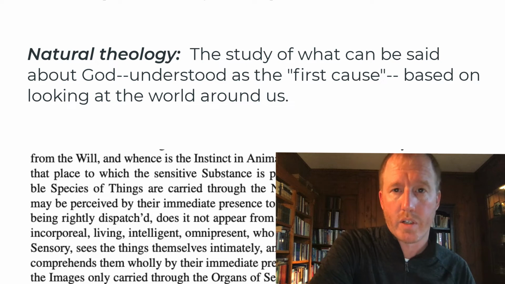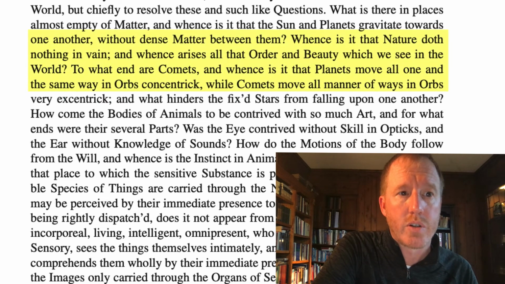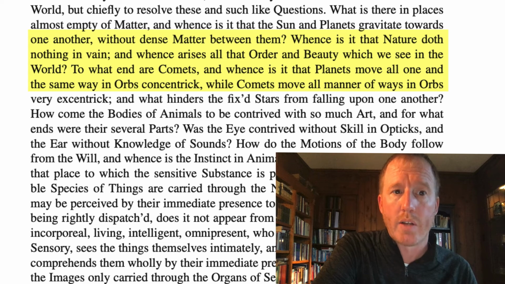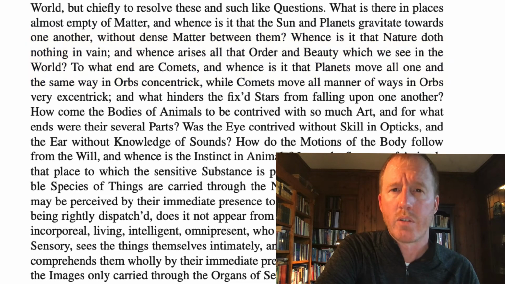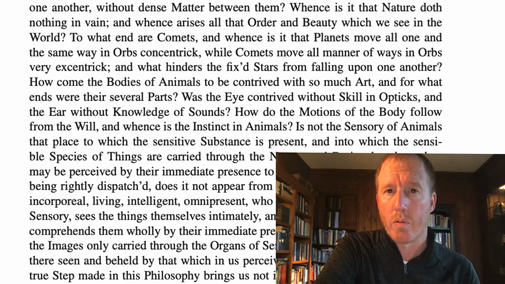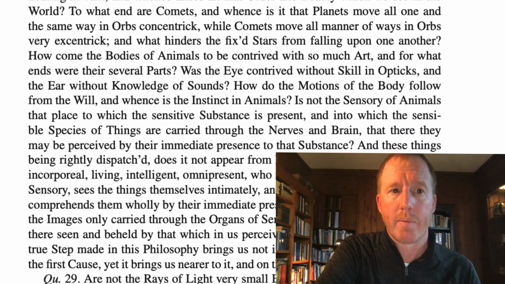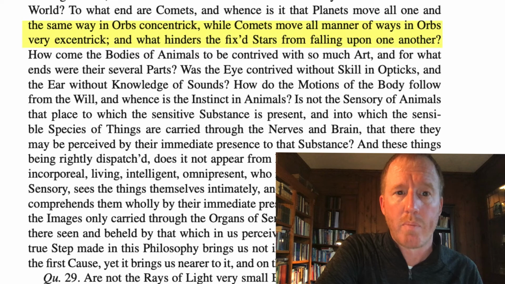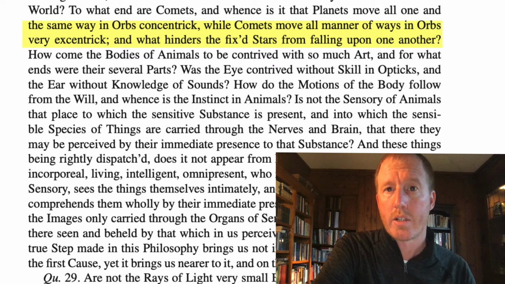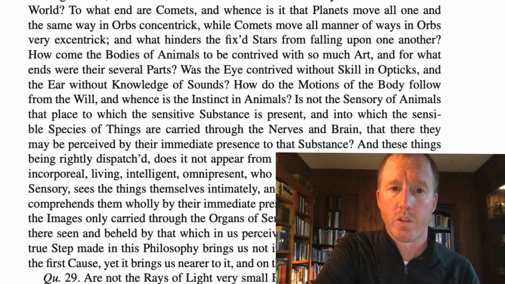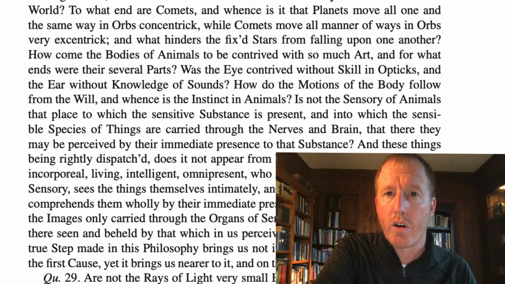So he asks some interesting rhetorical questions. He says, whence is it that nature doeth nothing in vain? And whence arises all that order and beauty which we see in the world? To what end are comets? And whence is it that planets move all one in the same way, in orbs concentric? So why is it that all the planets happen to be orbiting the sun in the same direction? It seems too unlikely to have been happening by chance. And he says, while comets move all manner of ways in orbs very eccentric. And what hinders the fixed stars from falling upon one another? So why is it, if all the stars are attracting one another via gravity, as Newton had explained in his Principia, that they didn't fall in on each other by now?